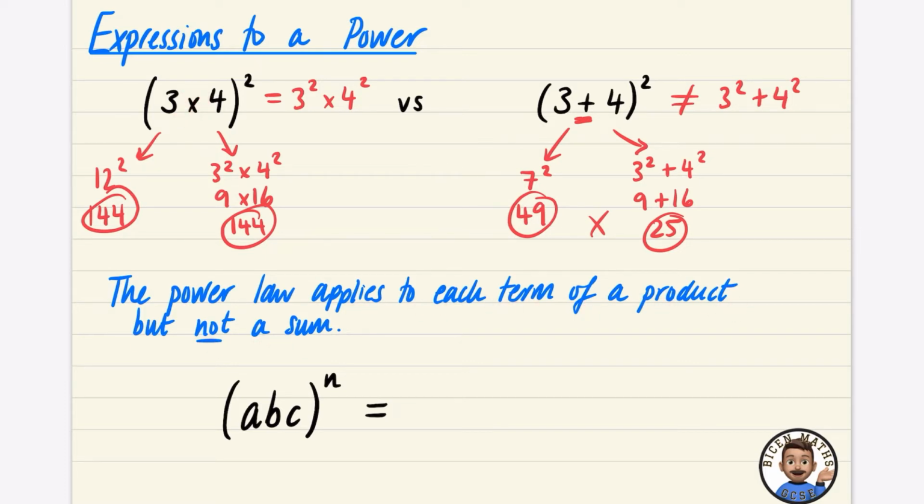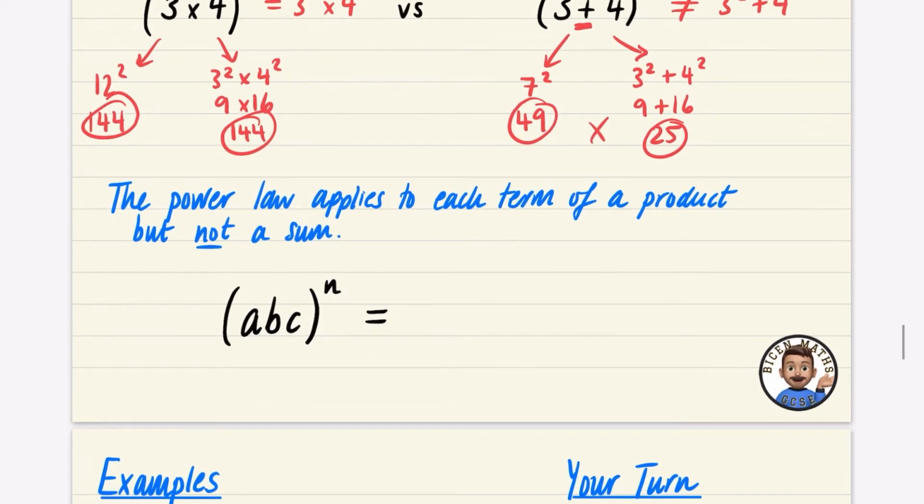This is a product, so it applies to each term. This is a sum, meaning adding. It does not apply to each term. You'd have to do something different for this. So what this means is that if you have abc to the power of n, you would have a to the power of n multiplied by b to the power of n multiplied by c to the power of n, which you might just write as a^n b^n c^n, a to the power of n, b to the power of n, c to the power of n, because we don't really use multiplication symbols with algebra.